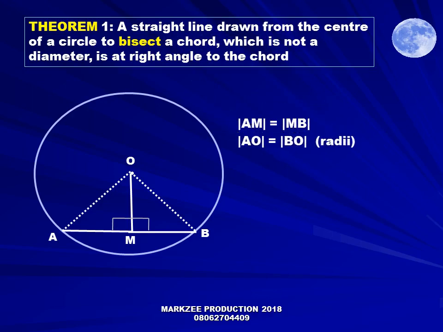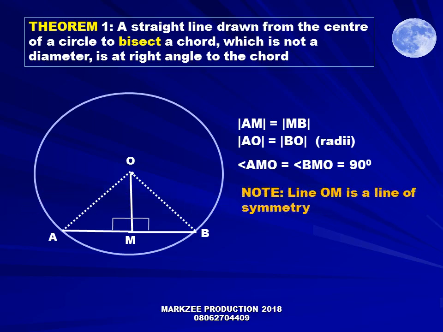Remember that the lengths OA and OB are radii and they are equal in length. Remember, the radius of a circle is always of the same length. So that angle AMO is equal to angle MOB, and it's 90. That's what is shown there.